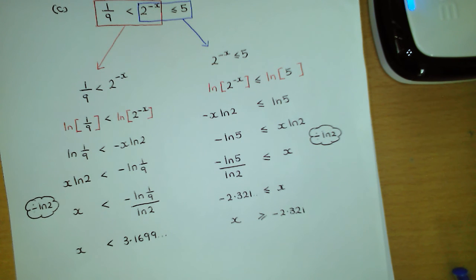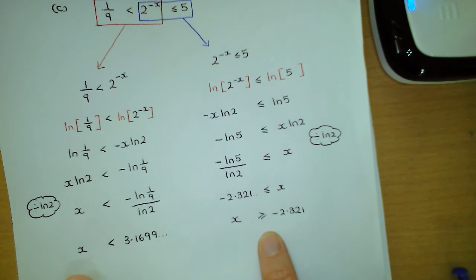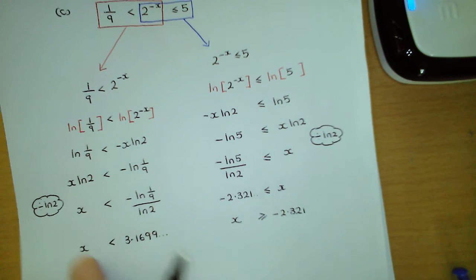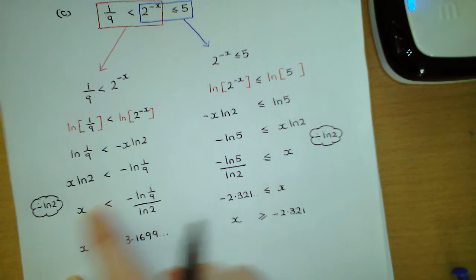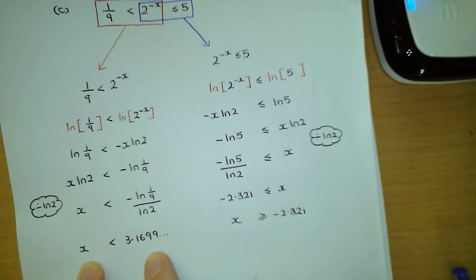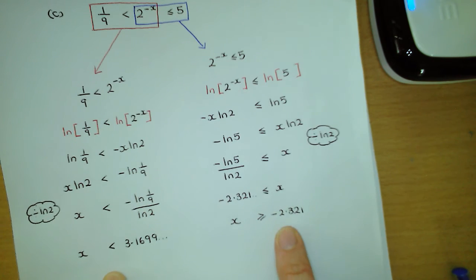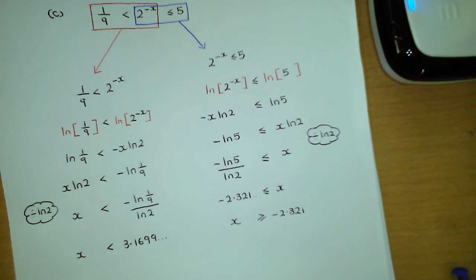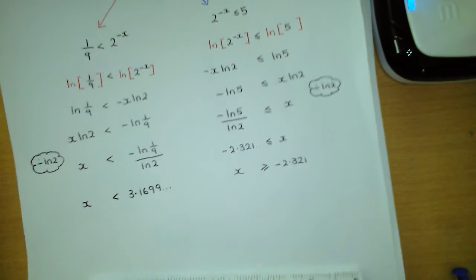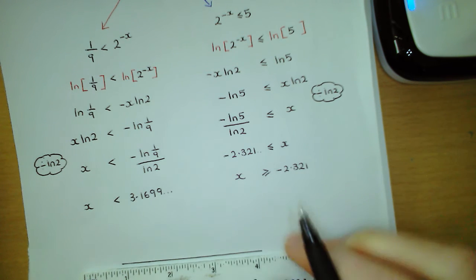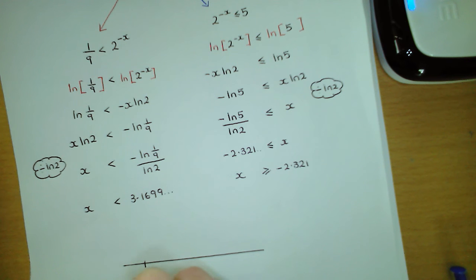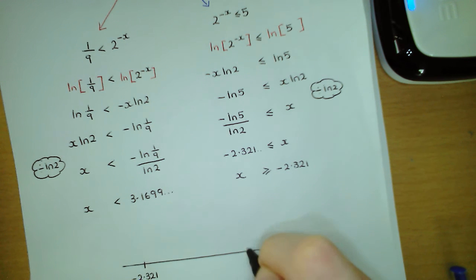Now, at this stage, we're going to illustrate each solution on a number line. We didn't have to do that in the previous examples because there only was one inequality that we were solving. We're now solving two separate inequalities. So we're going to show their solutions on the same number line. Okay, so minus 2.321 and then 3.1699.